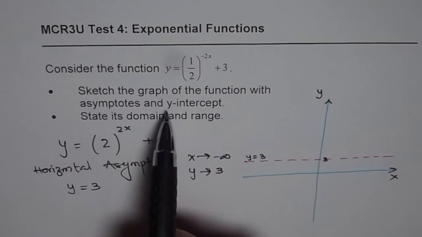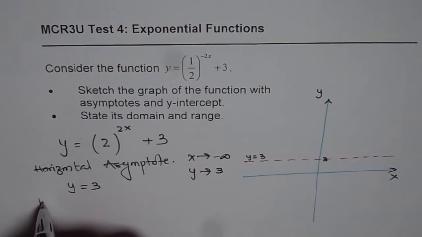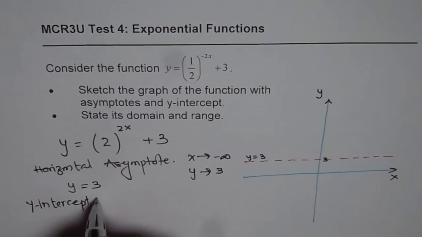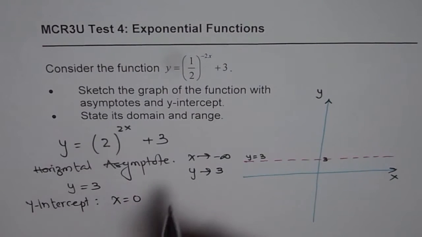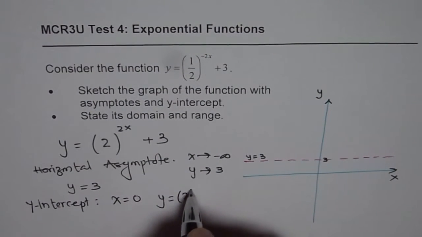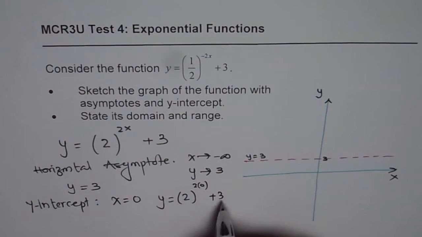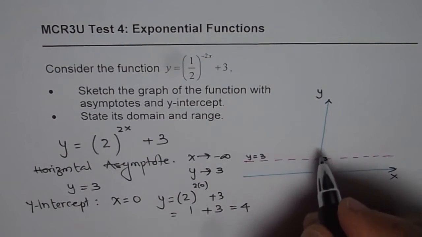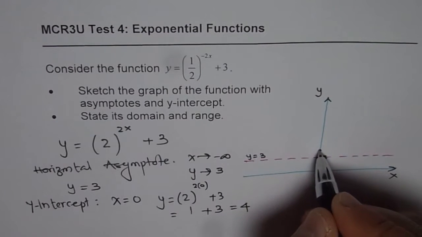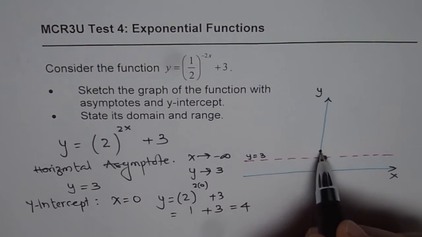Now we also need to find the y-intercept. The y-intercept is the value when x is 0, right? So to find the y-intercept, that means x equals 0. So we'll substitute 0 here. So we get y equals 2 to the power of 2 times 0, plus 3, which is 1 plus 3, which is 4, right? So if this is 3, the y-intercept is 4, right there. So we get the y-intercept also.